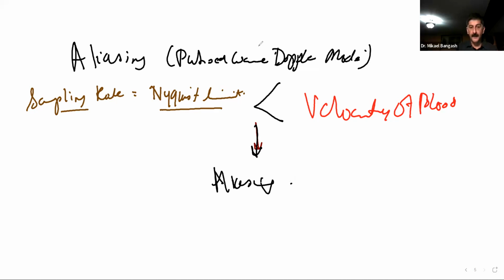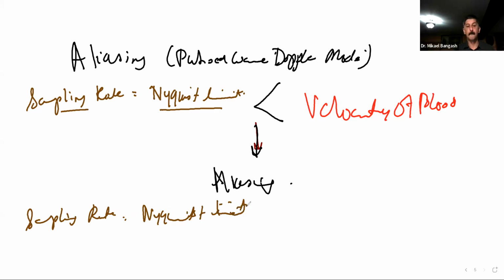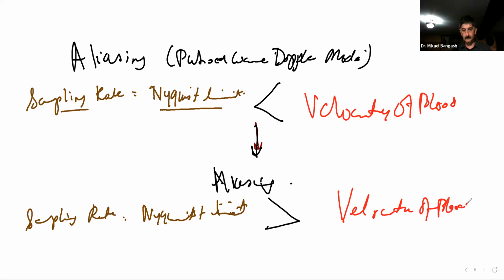Clear? Whereas on the other hand, if this sampling rate here, which we also call the Nyquist limit, is greater than the velocity of blood, that is how we may get rid of aliasing.